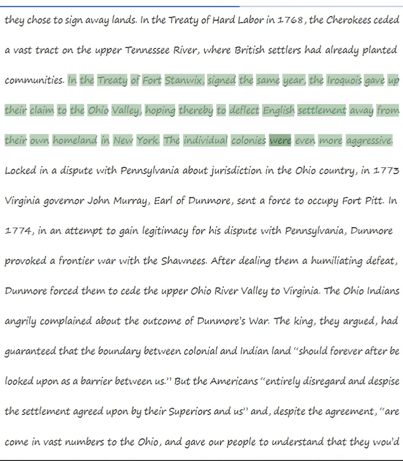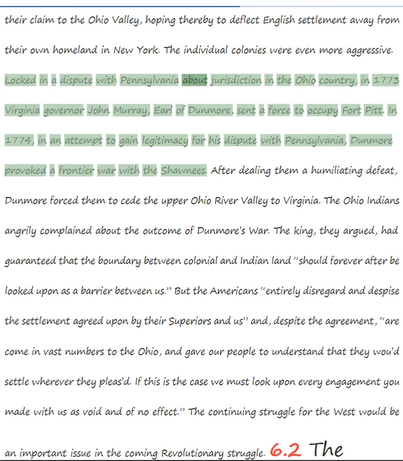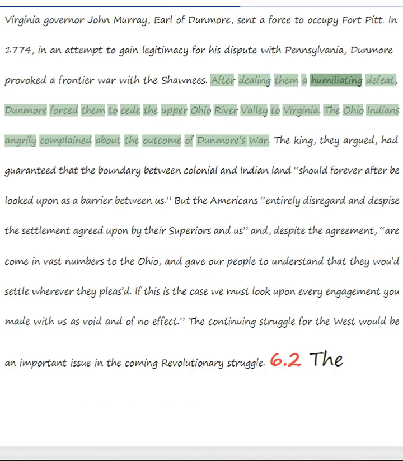The individual colonies were even more aggressive. Locked in a dispute with Pennsylvania about jurisdiction in the Ohio country, in 1773 Virginia Governor John Murray, Earl of Dunmore, sent a force to occupy Fort Pitt. In 1774, in an attempt to gain legitimacy for his dispute with Pennsylvania, Dunmore provoked a frontier war with the Shawnees. After dealing them a humiliating defeat, Dunmore forced them to cede the upper Ohio River Valley to Virginia.